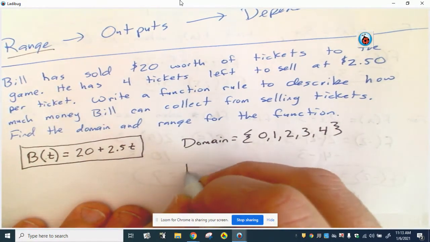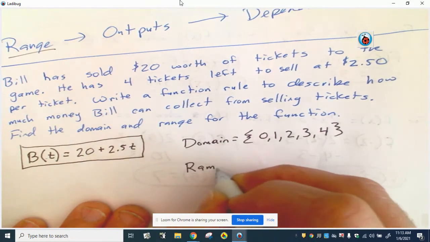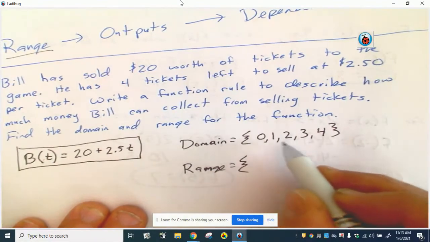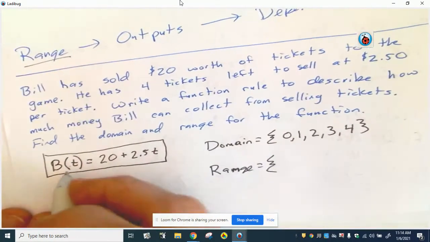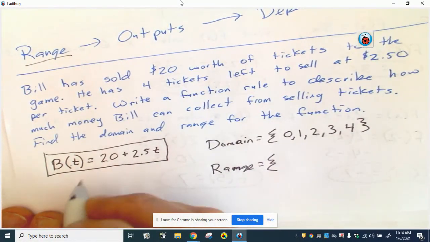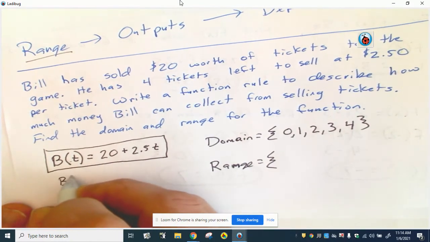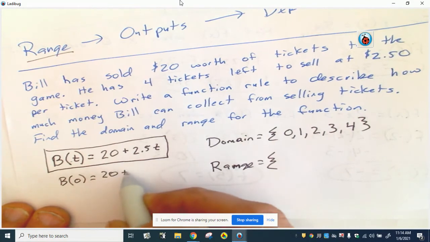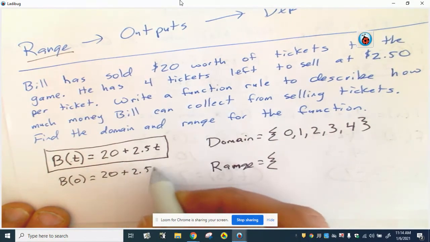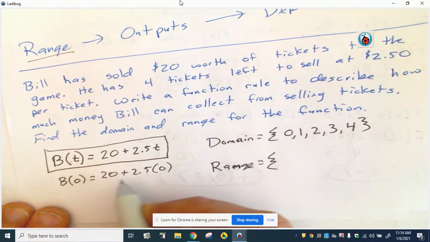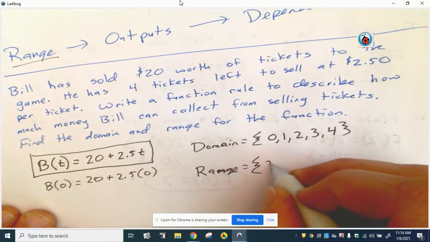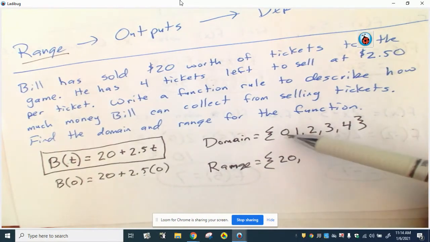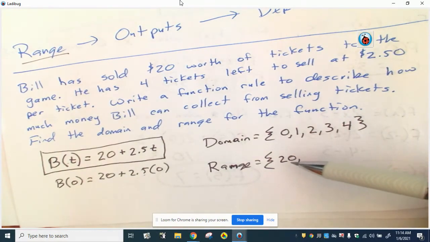The range is going to be what happens in each of these situations. What happens when he sells 0 tickets? What happens when you get B of 0? Well, B of 0 is going to be 20 plus 2.5 times 0. 2.5 times 0 is 0. 0 plus 20 is 20. So he could end up with $20. He has $20. If he sells no more tickets, he still ends up with $20.